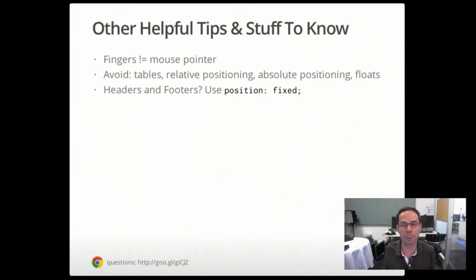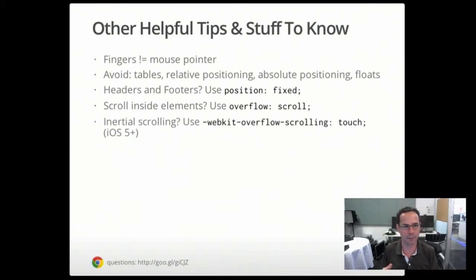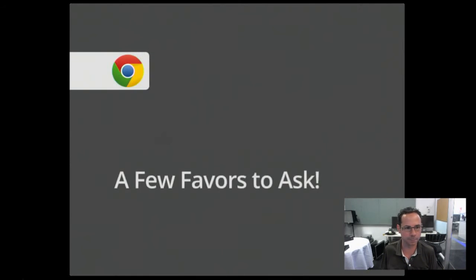For headers and footers, use position fixed so that it goes up at the very top. And if you want to do scrolling inside an element, set the overflow to scroll so that it goes to the right place. And if you want the inertial scrolling, like the stuff that you're used to when you scroll through on a native app, you can add this -webkit-overflow-scrolling: touch. And I believe this also works on Chrome mobile as well, in that it provides a really nice scrolling experience.